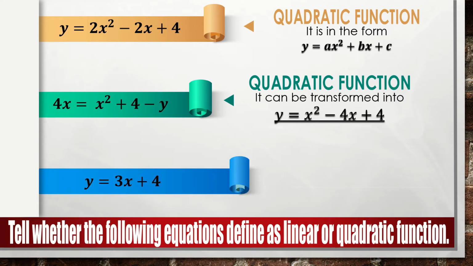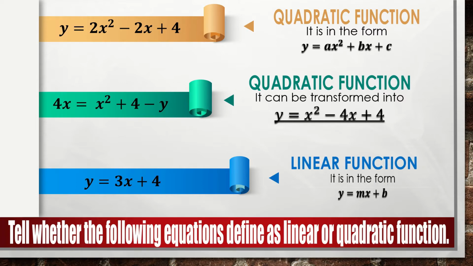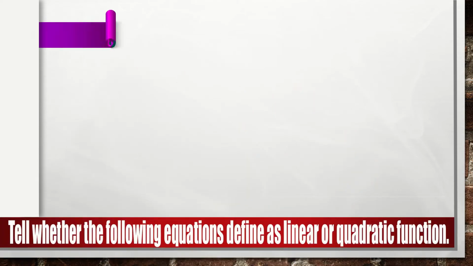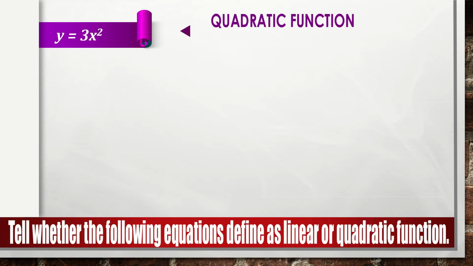Next, y is equal to 3x plus 4. Yes, it is not a quadratic function but a linear function. So why? Because it is in the form y is equal to mx plus b. Number 4, y is equal to 3x squared. Yes, it's still a quadratic function. It is in the form y is equal to ax squared plus bx plus c, only that b is equal to 0 and c is equal to 0.